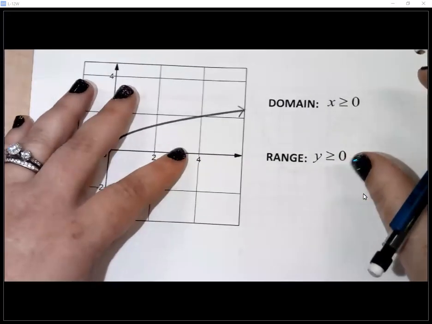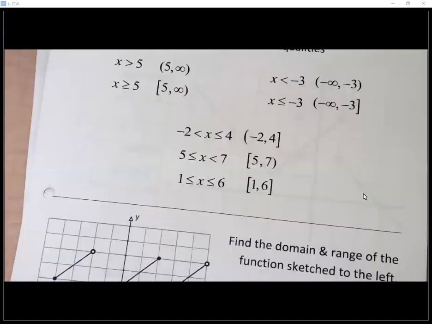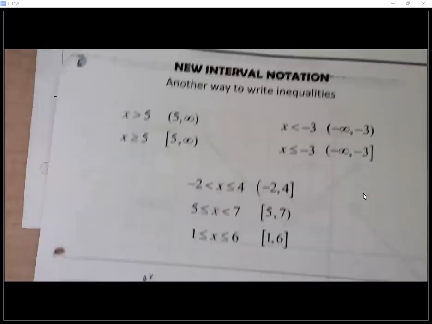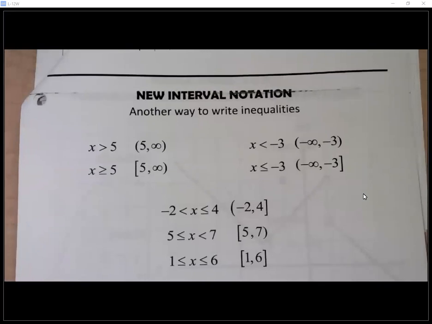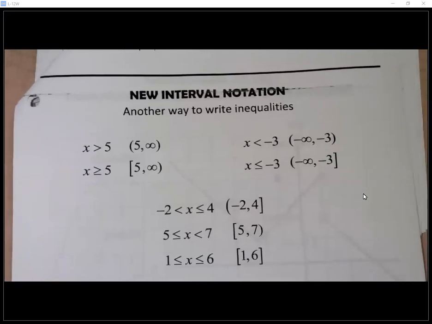I mentioned a new interval notation. Take a look here. Let's see if we can figure this out. First of all, let me move this mouse out of the way because it's annoying. There we go.